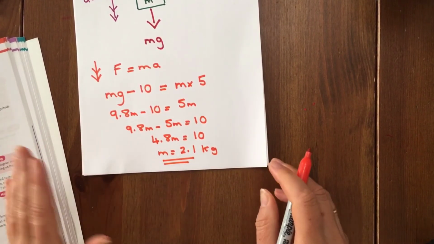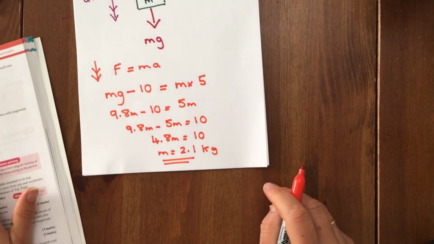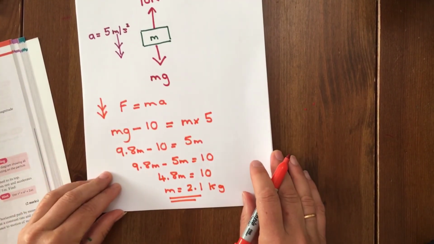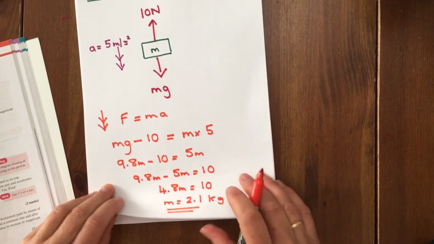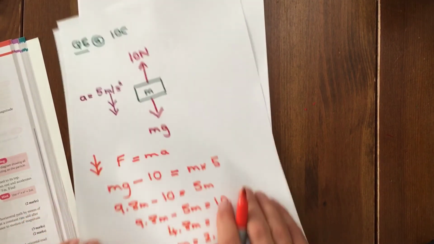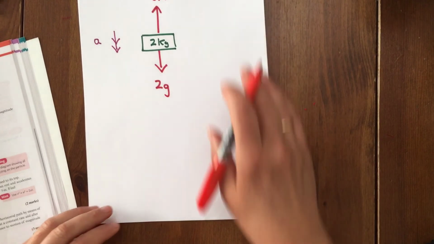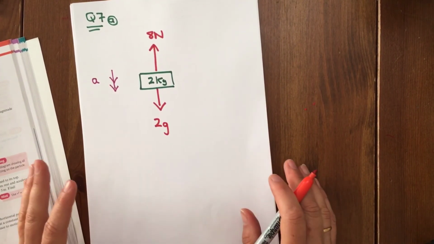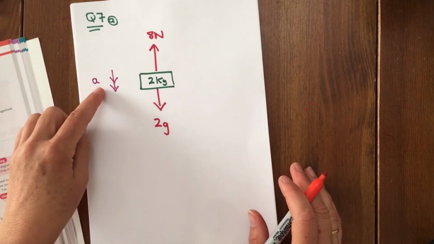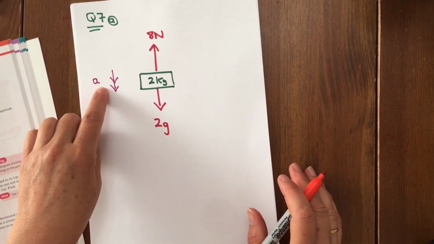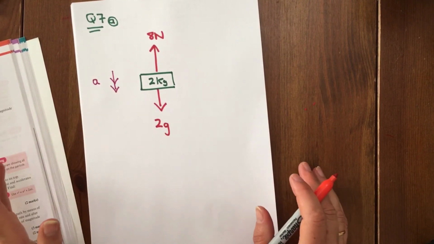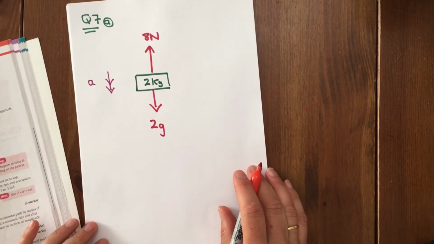Okay, I'm going to leave 6b for you to have a go at doing on your own as part of the work that I set you. Okay, next question. Question 7a. In this question, you're asked to work out the acceleration of the object. So, we're going to use F equals ma again.